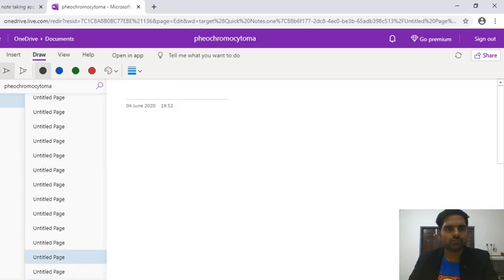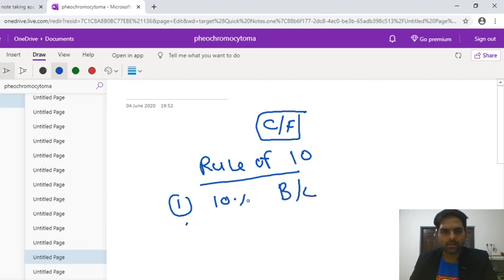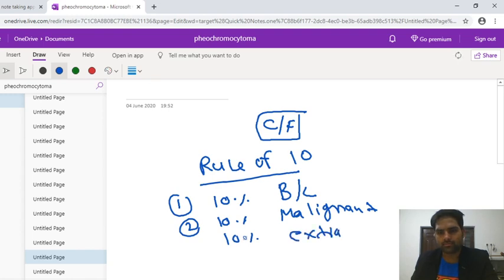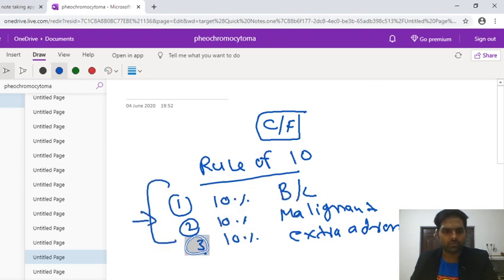Now let's move to the clinical feature part. Earlier there was a rule of 10 which was applied for pheochromocytoma. According to the rule of 10, 10% of pheochromocytomas are bilateral, 10% are malignant, and 10% are extra-adrenal. This was the rule of 10 that was earlier applied, but now this rule is out of date.